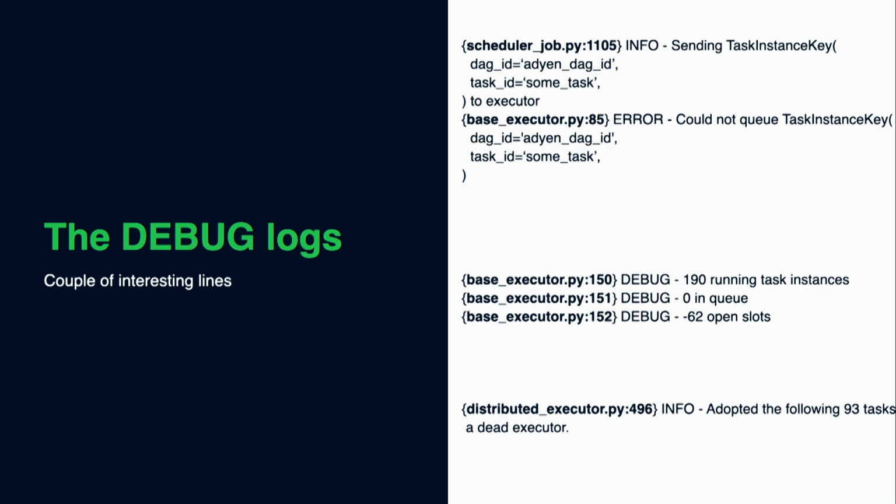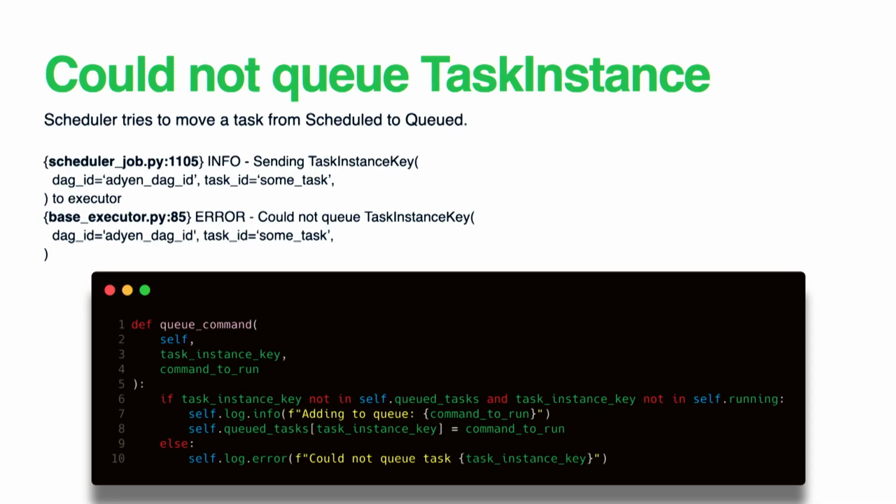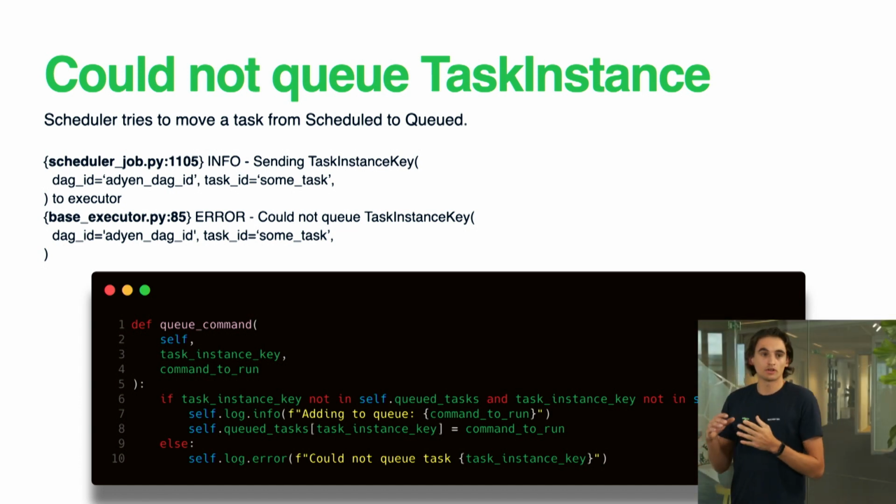Okay, so let's zoom a bit more in on these logging lines. So first of all, the "could not queue task instance." So it tried to send the task instance, but it couldn't queue it. So on the code fragment, I'm going to explain exactly what you need to know from the code fragment. Feel free to read it, but again, I will tell you exactly what you need to know.